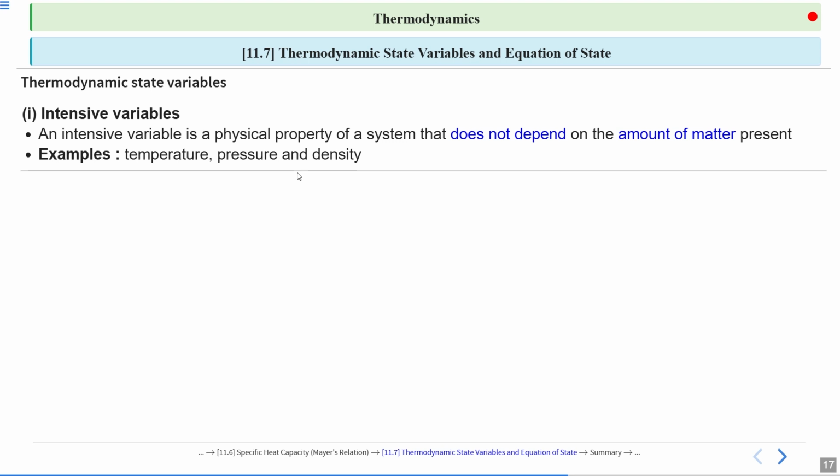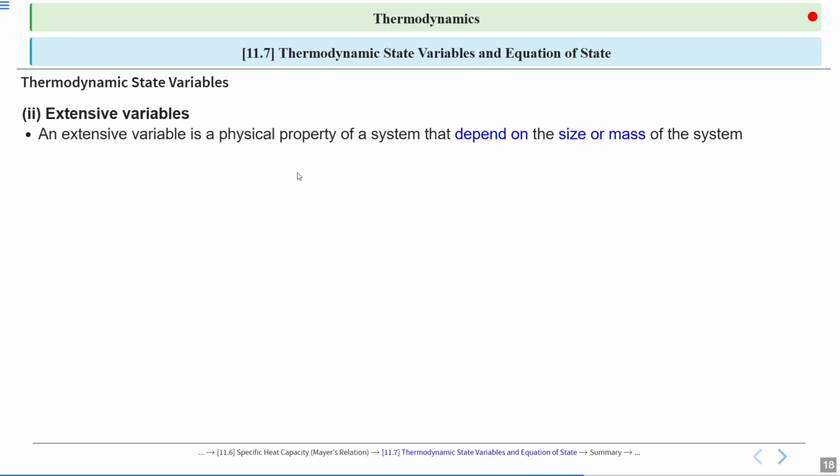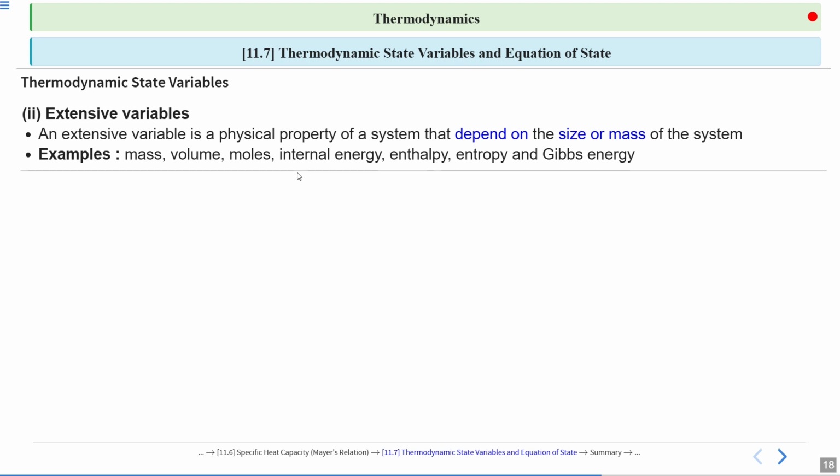Second is the extensive variable. An extensive variable is a physical property of a system that depends on the size or mass of the system. So we can say extensive variables depend on the size or mass of the system. All right. Examples: mass, volume, moles, internal energy, enthalpy, entropy, and Gibbs free energy. So these are the examples of extensive variables.